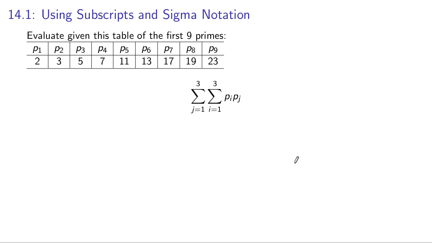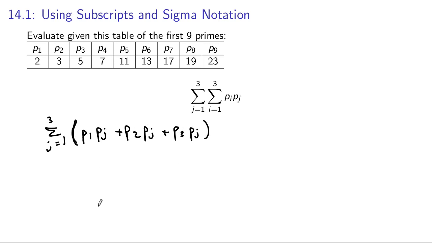What is going on here? So here we have 2 sigmas. This seems really confusing at first. But let's forget about this outer sigma. Let's leave it there and do the inner one. So we would have the sum i is 1 to 3 of p sub i times p sub j. So we'd have p1 times pj plus p2 times pj plus p3 times pj.